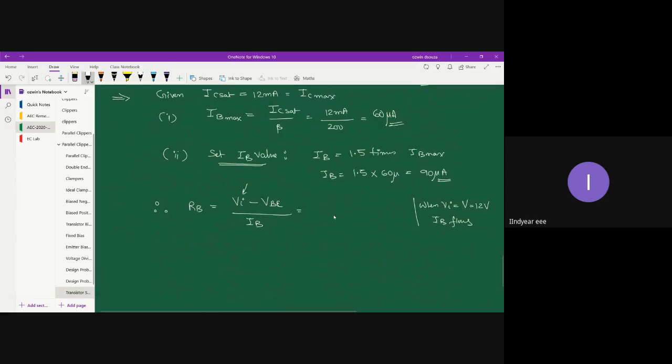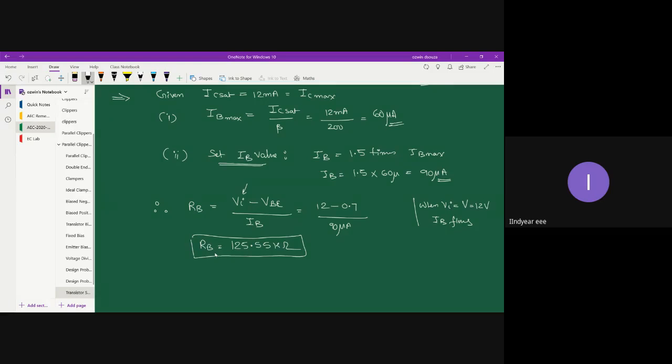So when VI is equal to 12, your base to emitter voltage is 0.7 for a silicon transistor, and 90 microamperes in the denominator. So you will get RB as 12 minus 0.7 divided by 90. How much will you get? Approximately 125.55 kilo ohm. So that's your base resistance value.